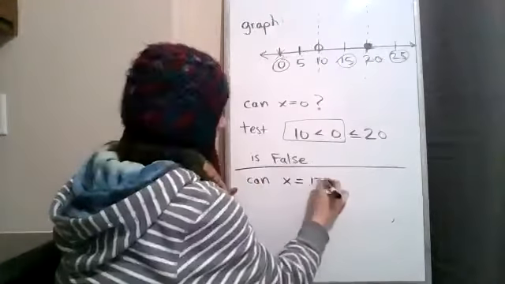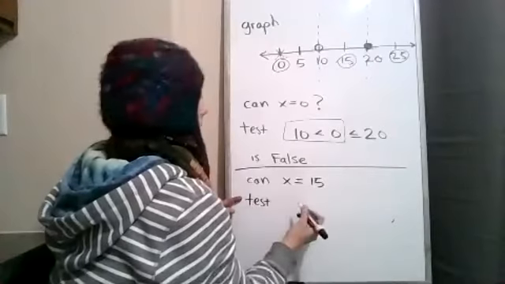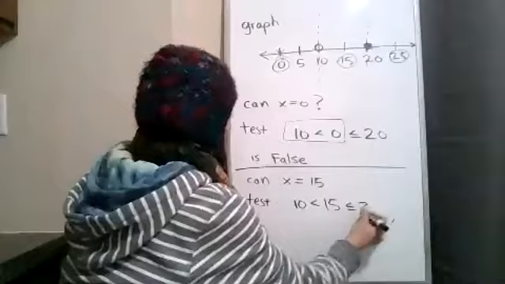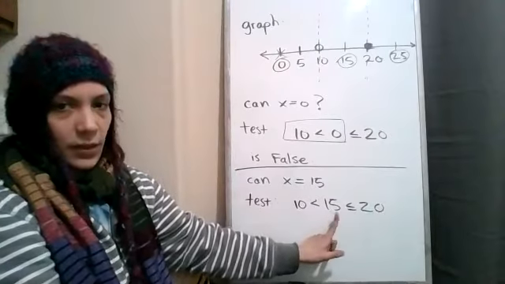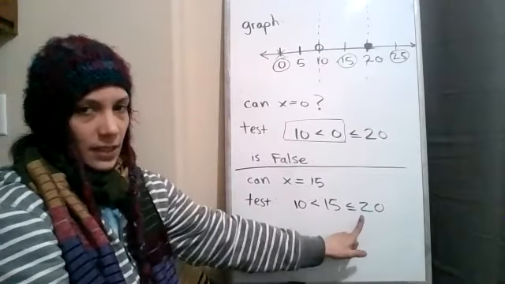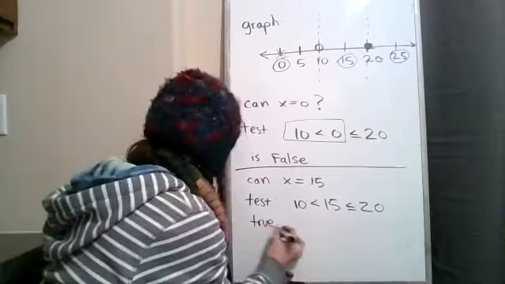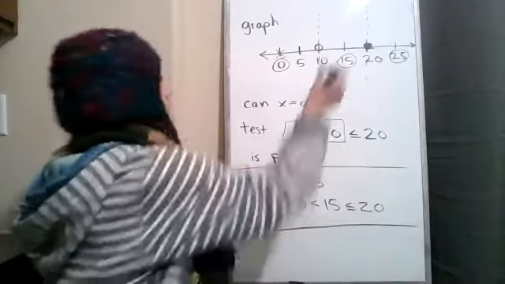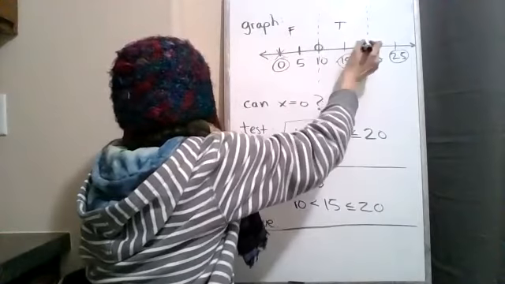Okay. 15. 10 less than 15 less than or equal to 20. So 10 is less than 15. 15 is less than or equal to 20. Still true. So this is true. And everything in here is true.